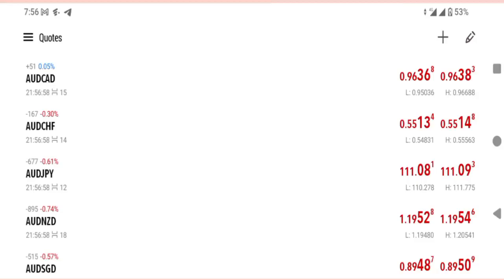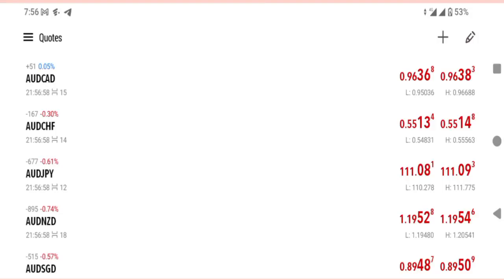So this is also an example of how it looks on your MT5. Now look at the quotes, look at the currency that we're trading. You notice the number below it. You see 15 on the Australian dollar against the Canadian dollar. You see the Australian dollar against the Swiss franc. You see 14. You see Australian dollar against Japanese yen. You see 12. You see Australian dollar against New Zealand dollar. You see 18. Those are the spread.